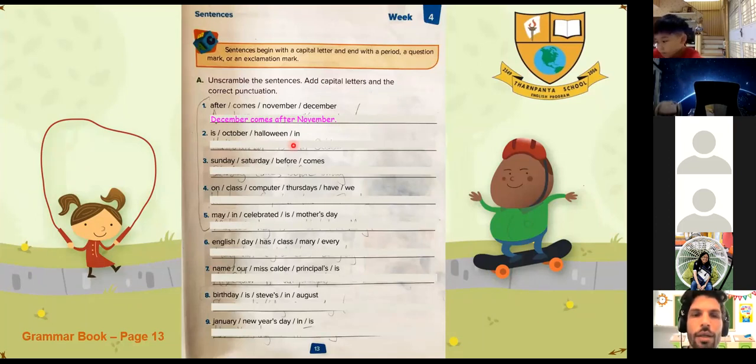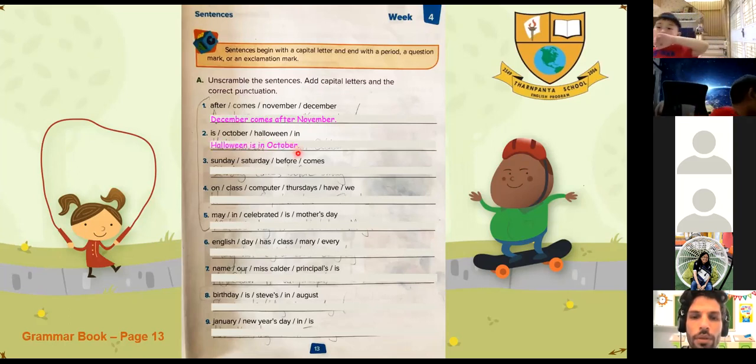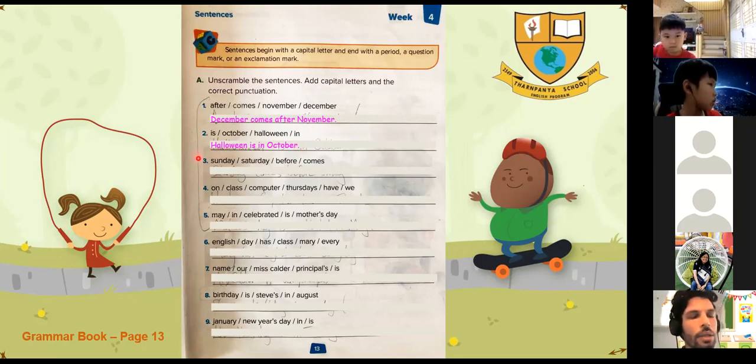October is in Halloween. No, you said Halloween is in October. And at the end, pay attention, we use a full stop. At the end of the sentence, we use a full stop. If you finish, you can take a look at number 3.